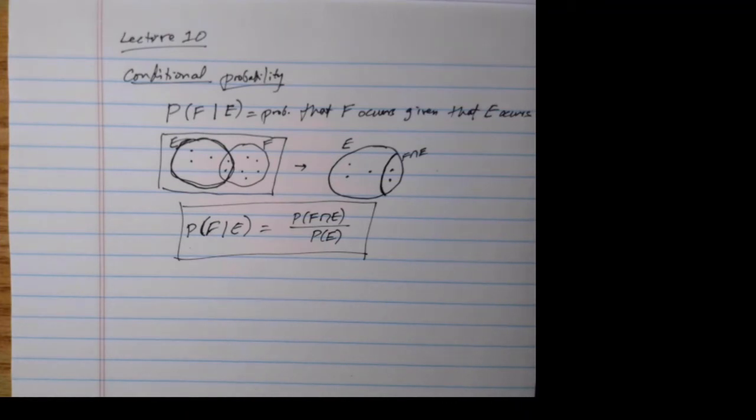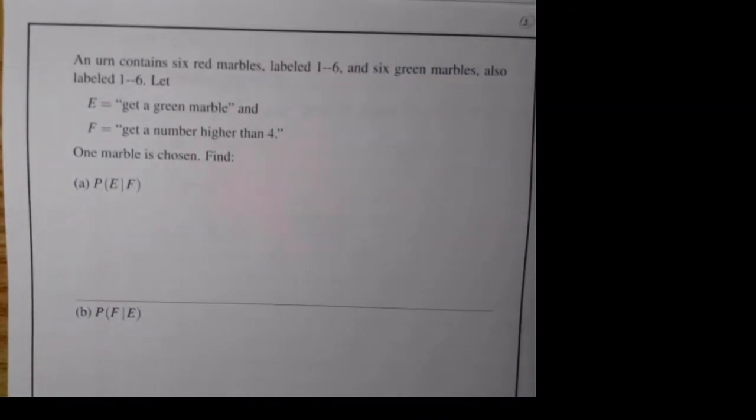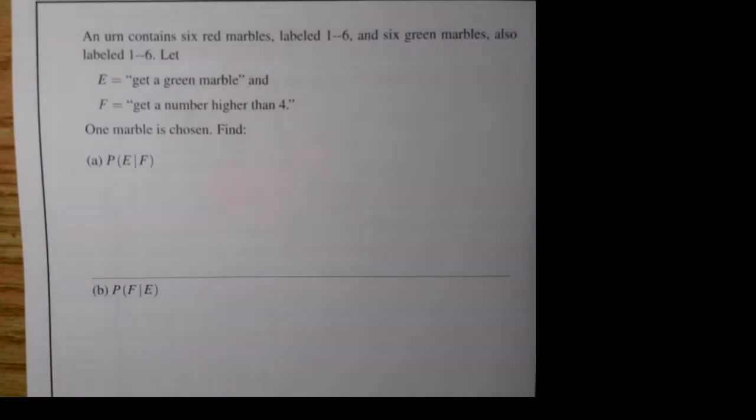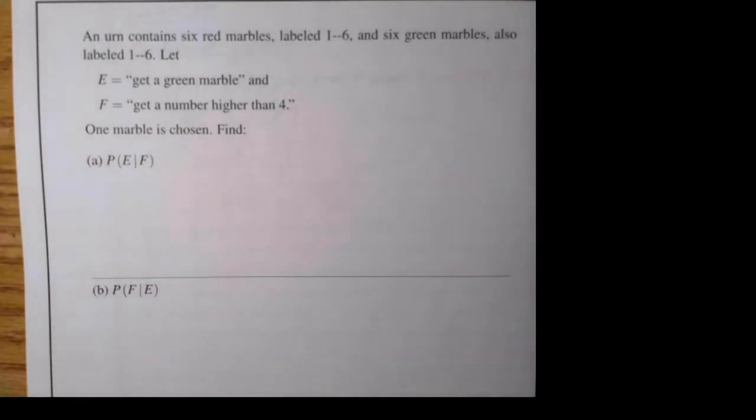Okay, let's do a couple of simple examples of computing with this thing. An urn contains 6 red marbles labeled 1 through 6 and 6 green marbles also labeled 1 through 6. E is the event you get a green marble, and F is the event you get a number higher than 4. One marble is chosen. So we're going to be asked to find the probability of E given F and the probability of F given E.